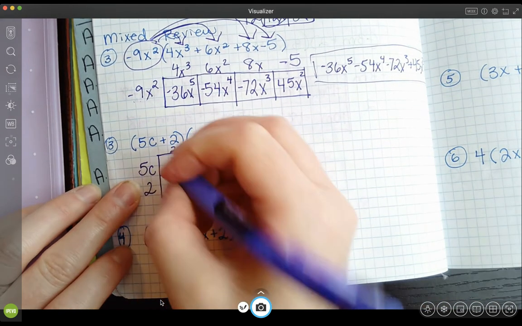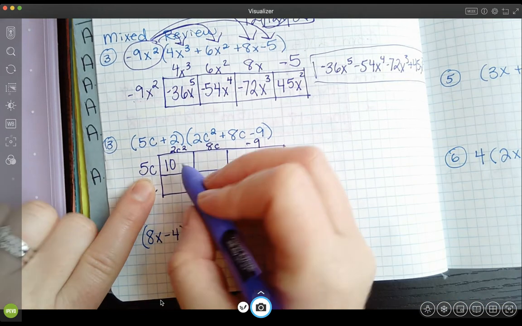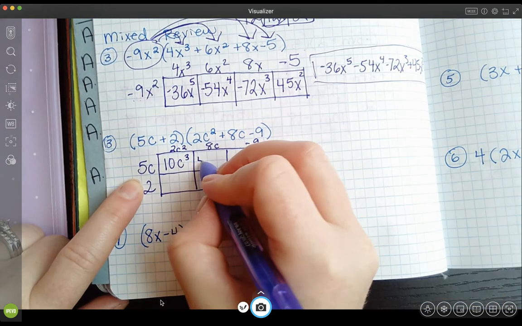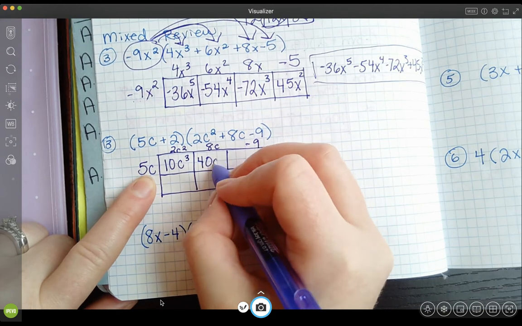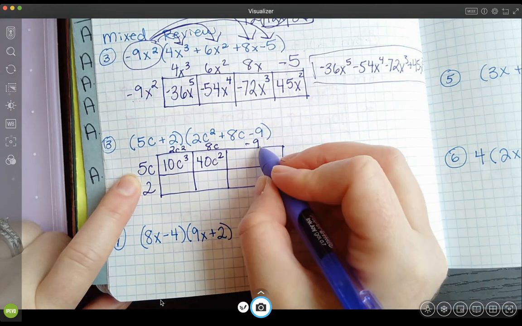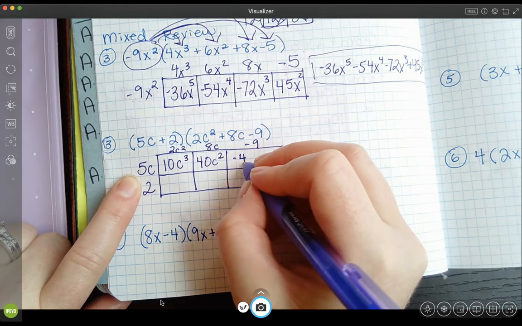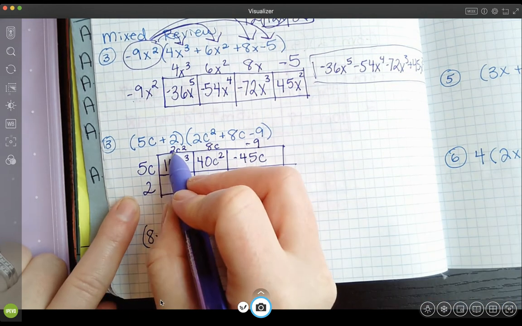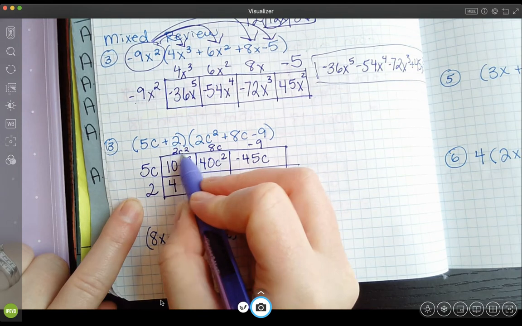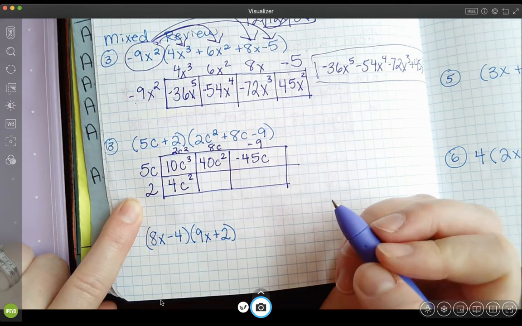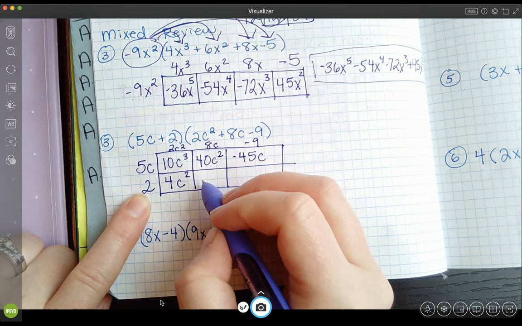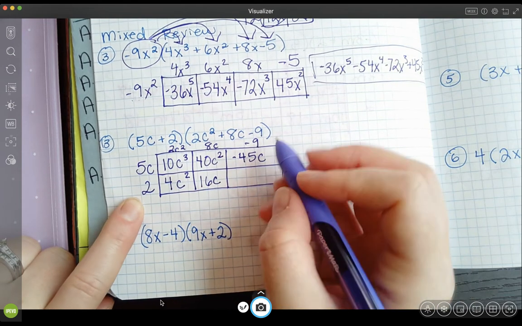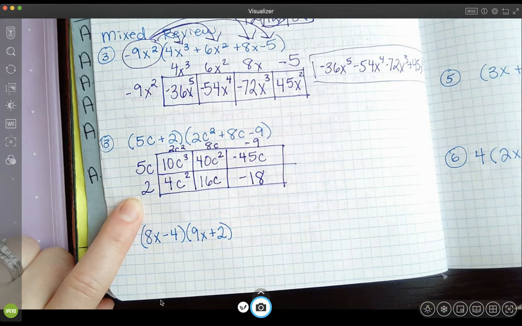5 times a 2 is 10. And then c and c squared make c cubed. 5 and 8 make 40. C times c is c squared. 5 times a negative 9 is a negative 45. And I just have a c. 2 times 2 is 4. And this is the only thing that has a variable, so c squared. 2 times 8 is 16. And we just have a c. 2 times a negative 9 is negative 18.